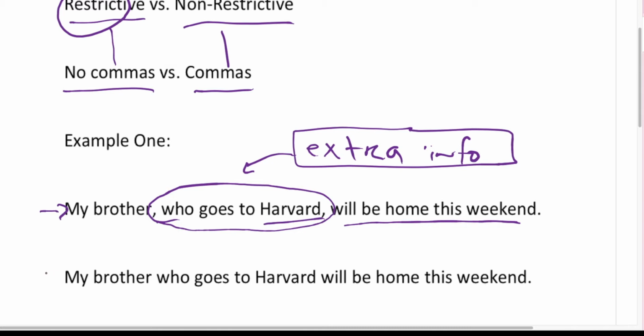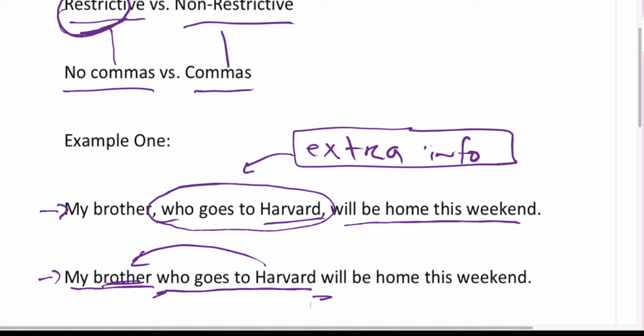That's quite different than the second one, where I have more than one brother, and I am distinguishing this brother from that brother. So let's just say I have two brothers. So I'm talking about the brother who goes to Harvard, not the brother who goes to PCC. So my brother who goes to Harvard, that's the one I'm talking about. I'm restricting the meaning. I'm narrowing it down. I'm talking about this one brother. And because this restricts which brother I'm talking about, no commas. Commas, extra information. No commas, I'm telling you which brother.